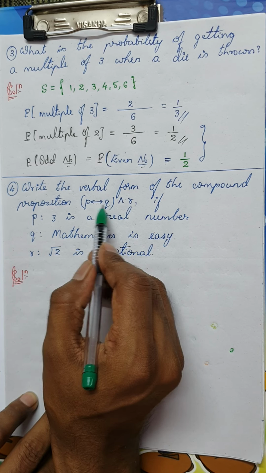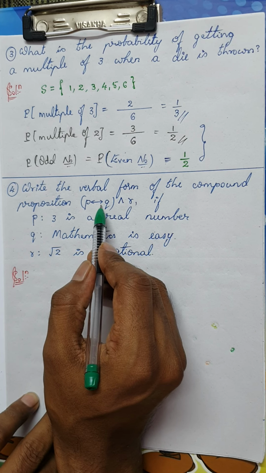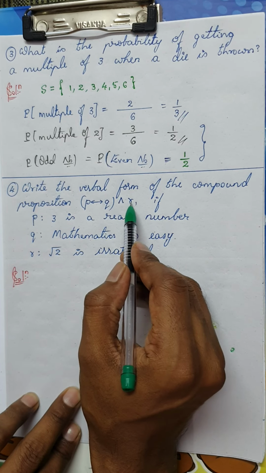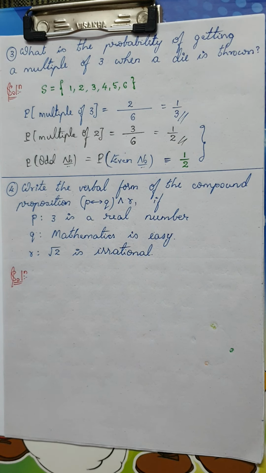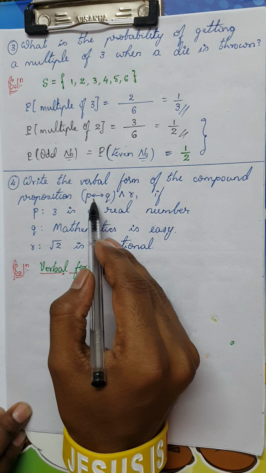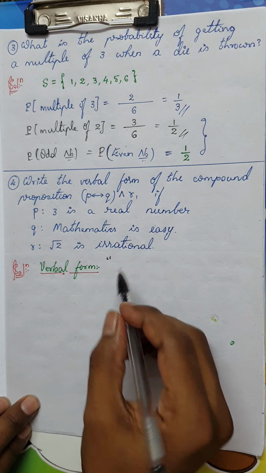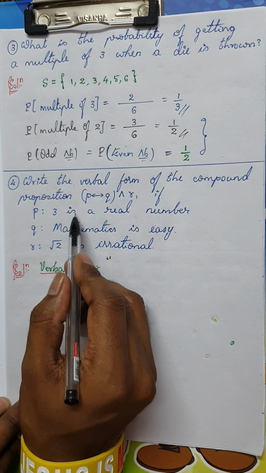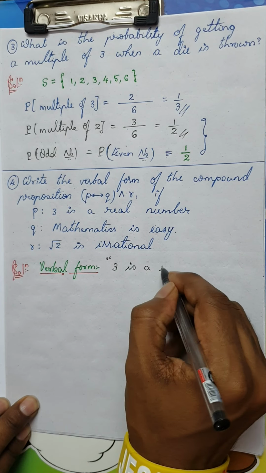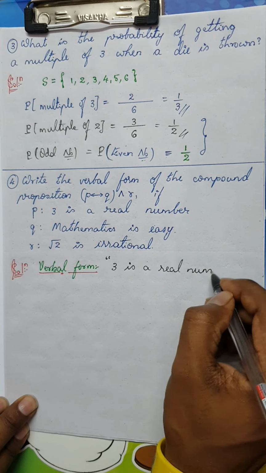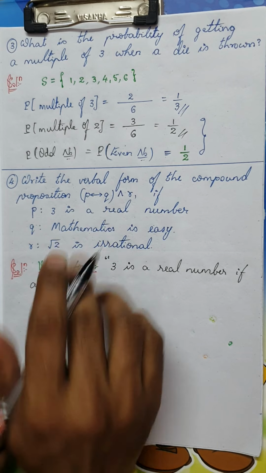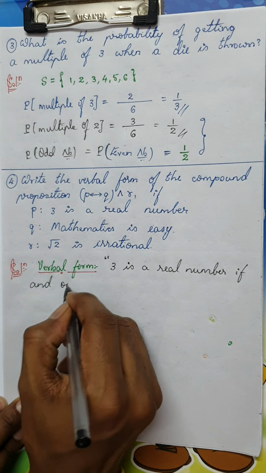biconditional between P and Q. Biconditional means the if and only if case. Remember, if and only if always comes in between. Okay, and next is the conjunction. So how do you take the verbal statement? Let's start the verbal form. The verbal form is the if and only if case between P and Q. Write P as 3 is a real number. Here you will get if and only if, because it is a double implication between P and Q.